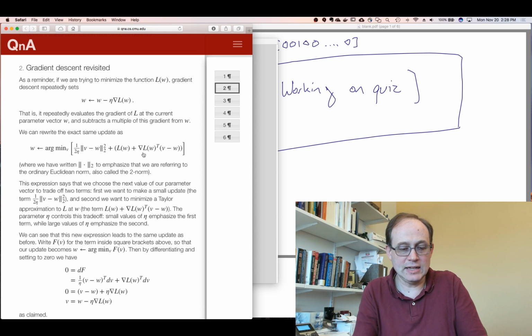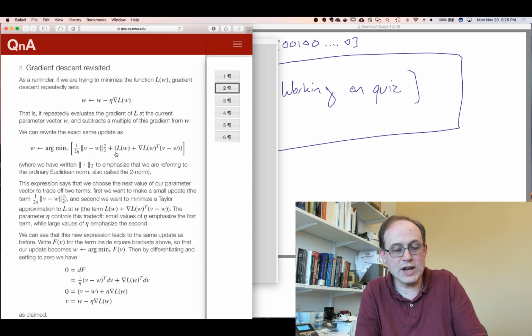If you work it out, which I did down here, but we don't actually have to go through this math, you can do it if you like, but if you just carry out this minimization, you'll discover that in fact the update is to set the new parameter vector to the old one minus a multiple of the gradient. This is a nice interpretation of gradient descent. It says that we're trading off these two quantities, staying close and making L smaller, and this learning rate parameter, eta, controls the trade-off.